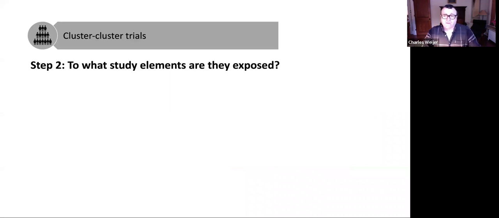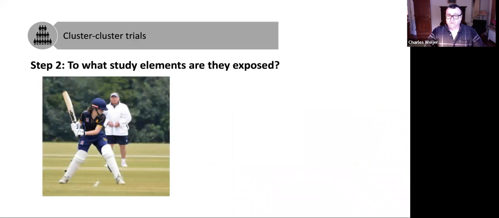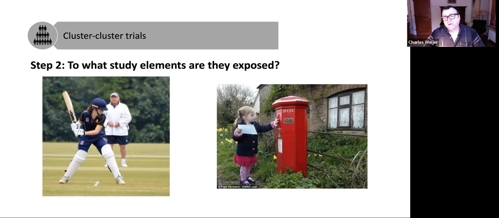Well, so to what study elements were people exposed? Well, as we just described, all community members were exposed to the study intervention. And additionally, a random sample of 50 households, I think in each step, did receive a postal survey on physical activity.